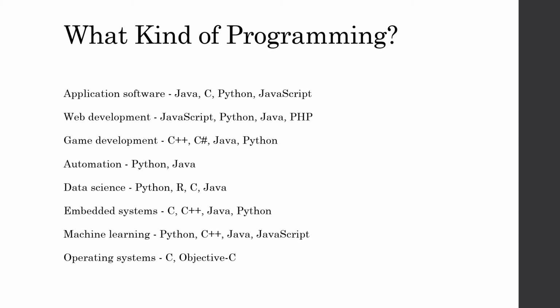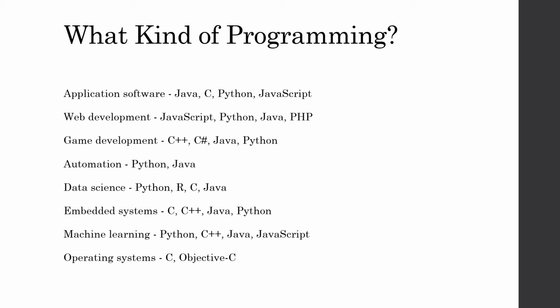With automation, Python kind of reigns supreme. Java trails behind that a fair bit. With data science, again, Python is the big winner, but other languages include R, C, and Java. With embedded systems, this is similar to game development in that you're really looking for languages that are fast and don't consume a lot of memory. So C and C++ will be the dominant languages here, but we also have Java and Python.